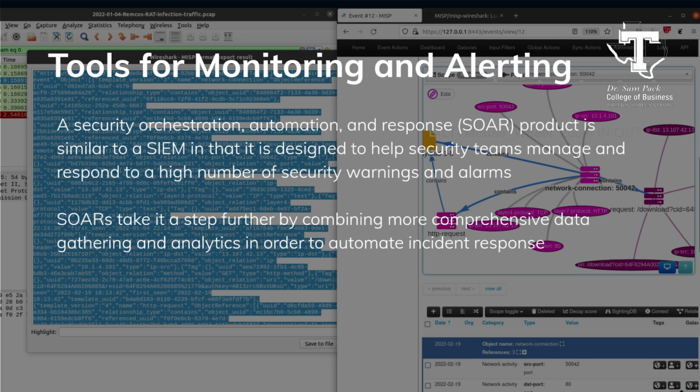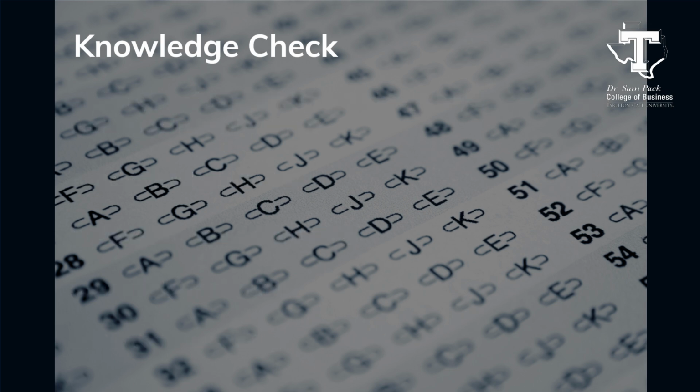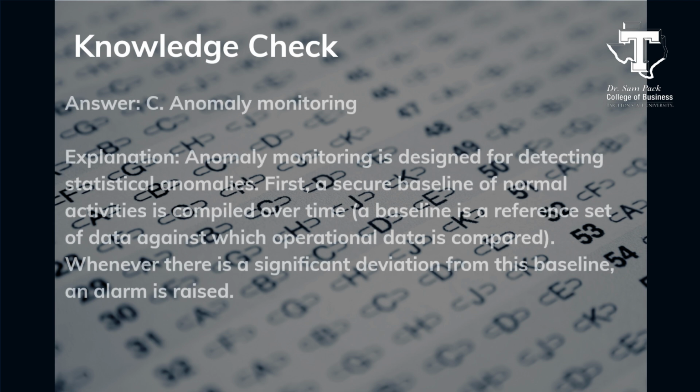This allows SOARs to automate incident response, making it easier for security teams to handle large volumes of alerts efficiently and effectively. Knowledge check. Which type of monitoring methodology looks for statistical deviations from a baseline? Behavioral monitoring, signature-based monitoring, anomaly monitoring, or heuristic monitoring? Answer: anomaly monitoring. Anomaly monitoring is designed for detecting statistical anomalies.